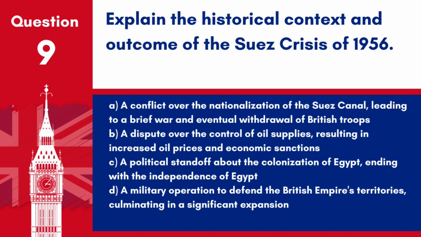Explain the historical context and outcome of the Suez Crisis of 1956. A. A conflict over the nationalisation of the Suez Canal, leading to a brief war and eventual withdrawal of British troops. B. A dispute over the control of oil supplies, resulting in increased oil prices and economic sanctions. C. A political standoff about the colonization of Egypt, ending with the independence of Egypt. D. A military operation to defend the British Empire's territories, culminating in a significant expansion.